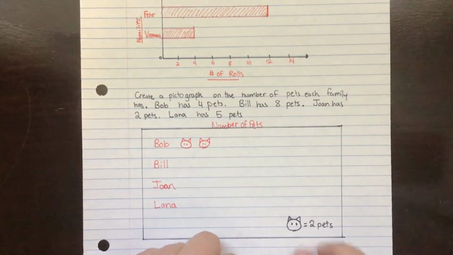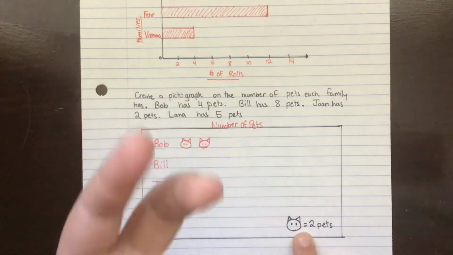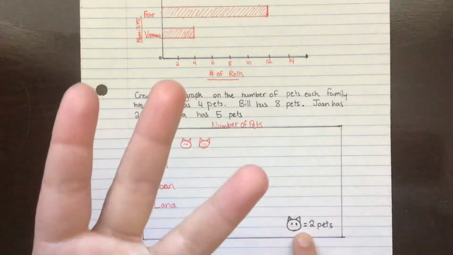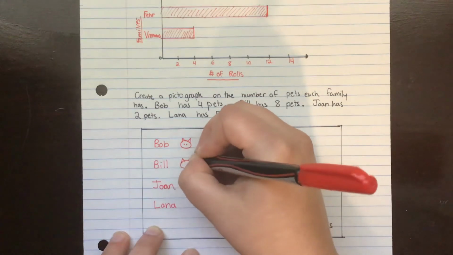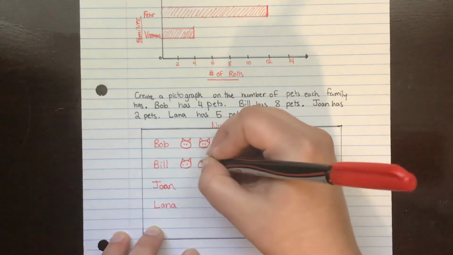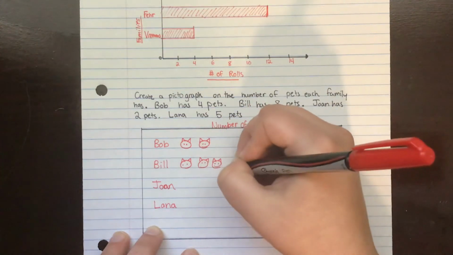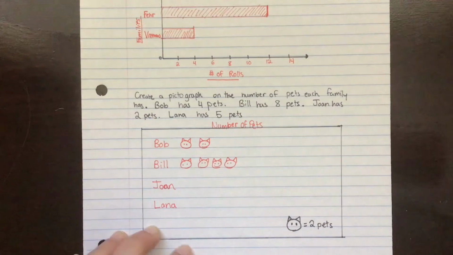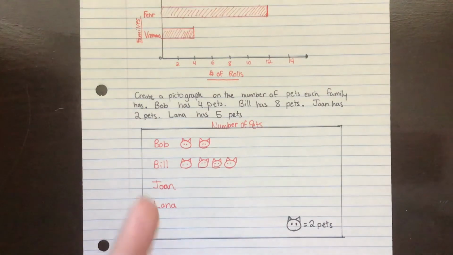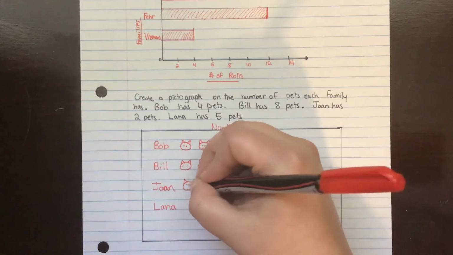What about Bill? Bill has 8 pets. So once again, I'm going to start counting by 2s because my scale is 2s. 2, 4, 6, 8. To get to 8, I need 4 cats. There we go. 1, 2, 3, 4 cats. Now Joan has 2 pets, so once again I'm going to count by 2s. 2. I'm right at 2 there, so Joan has just 1 cat attached to her name, like that.